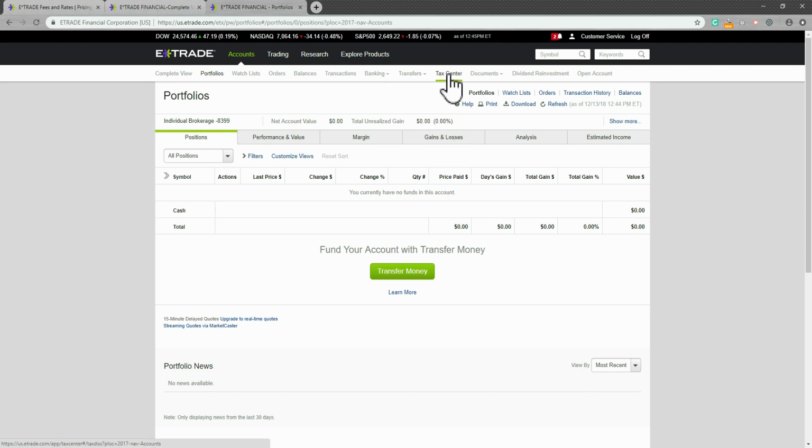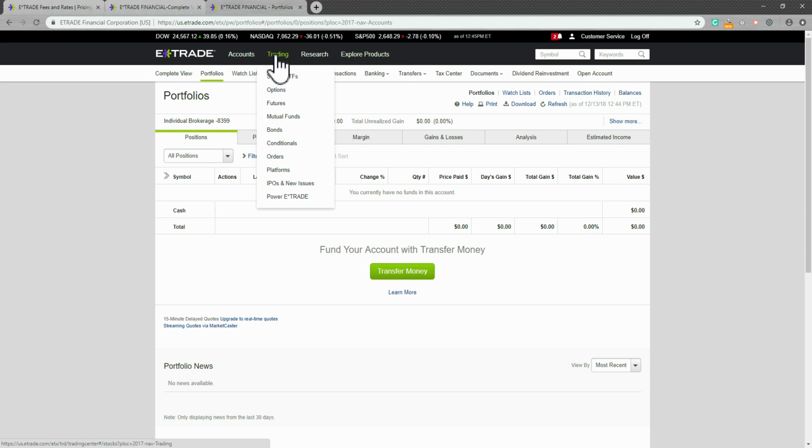You have your tax center here, your documents, and dividend reinvestments here. Dividend reinvestment is when you have a stock and it pays a dividend, which means you get paid like a profit share per share that you own. So if it's 5 cents, you can have that reinvested back into the stock and buy more stock, whatever that 5 cents will own. Then you can open up another account here if you want to open multiple accounts of different things.